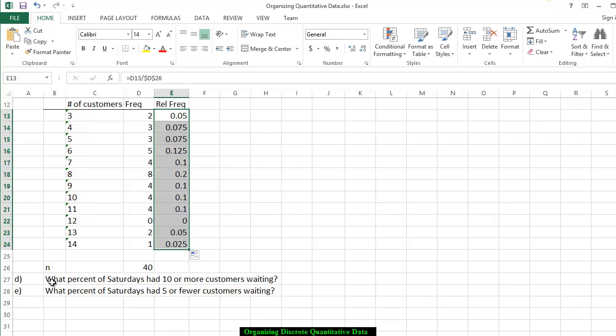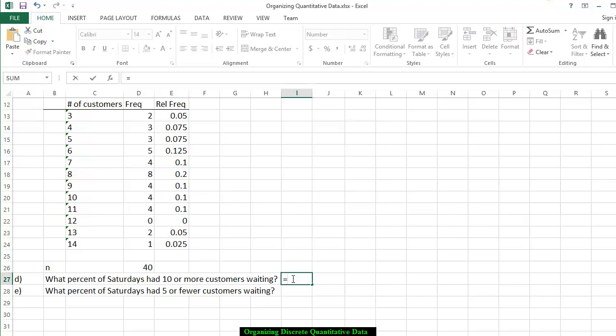Now we would like to answer 2 questions. What percent of Saturdays has 10 or more customers waiting? Again, we can create a formula. So we have equals sum, and I type in SU, and the SUM comes up. And 10 or more, so we go to 10 customers. We scroll these pieces of information from 10 to 14 customers, and we have that in decimal notation, and I want to increase that to a few more decimal digits, so I go to increase the decimals.